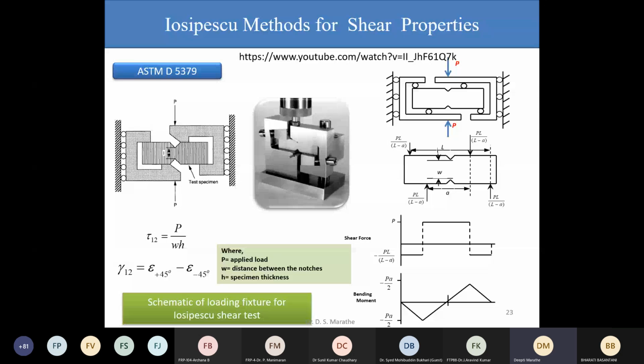There are going to be two strain gauges attached at plus and minus 45 degrees in this particular gauge length, and that is going to tell me the shear strain that is generated. So gamma12 is going to be epsilon plus 45 minus epsilon minus 45. From this, I am going to get directly the values of tau12 and G12. So this is called an Iosipescu fixture.